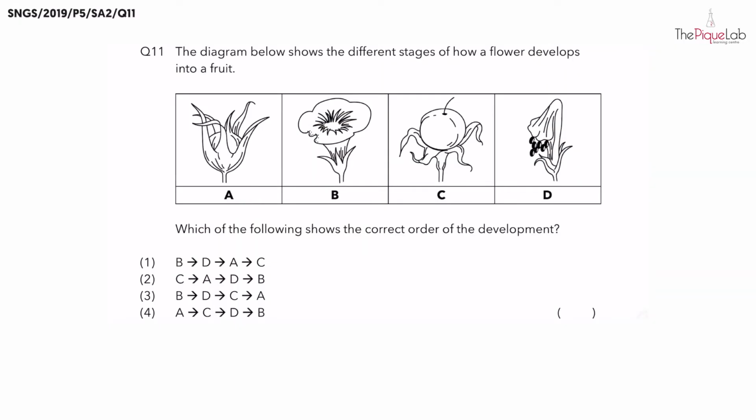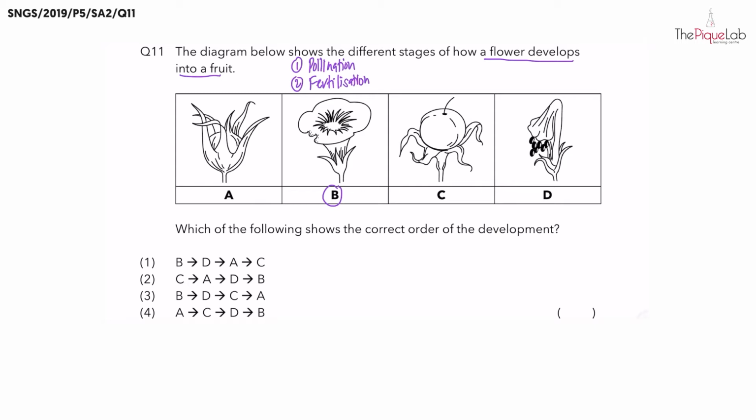Question 11. The diagram below shows the different stages of how a flower develops into a fruit. Now, which picture shows you a flower that is in full bloom and ready for reproduction? That is in picture B. Two processes must happen for the flower to change into a fruit. So the first process is pollination, and the second process is fertilization.